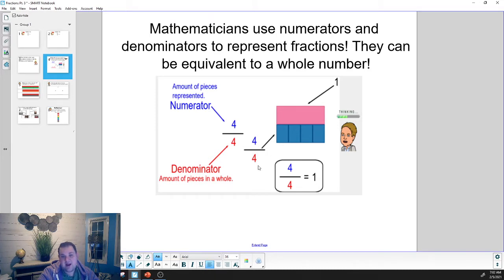The denominator is how many pieces are in the whole. So here's the whole. To make those pieces fit so that they together make the same size as one whole, it takes 4 pieces. So the denominator is 4. So here, 4/4 is equal to 1 because there's 4 pieces and all 4 of those pieces fit together to make one whole. So we're going to continue practicing that thinking together in our mini lesson today.